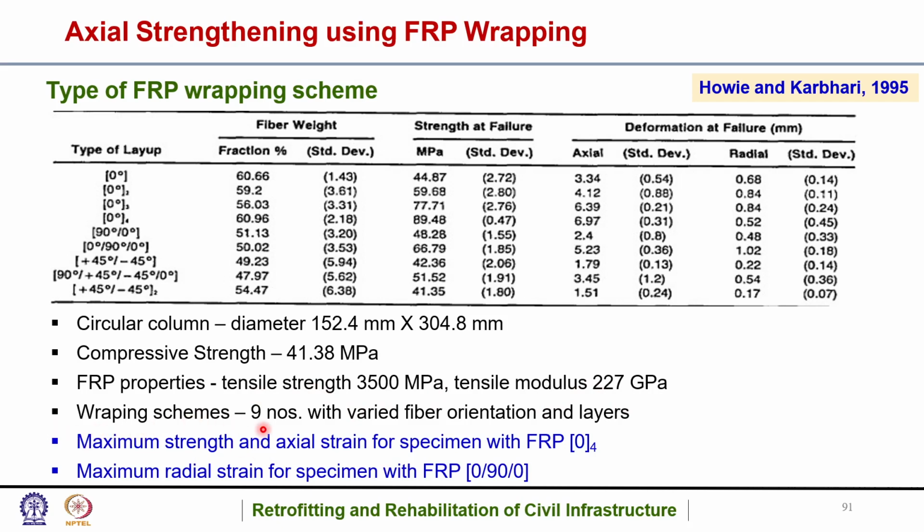The wrapping schemes were 9 in number with varied fiber orientation and layers. The maximum strength and axial strain for specimen with FRP 0, 4. So this was the angle basically, and maximum radial strain for specimen with FRP 0, 90, 0. So this was the pattern.